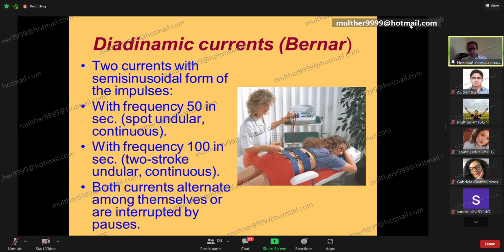Another example of impulse current that we will discuss now is diadynamic currents or Bernard currents. This current we can apply in two forms: a semi-sinusoidal form of impulses with a frequency of 50 impulses per second and 100 impulses per second, two-stroke and spot, and undulating continuous current.